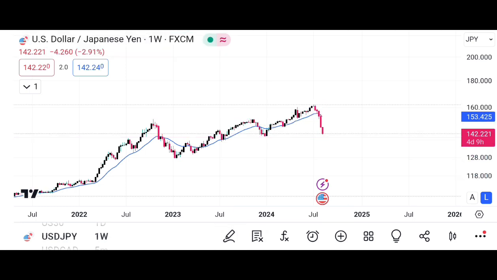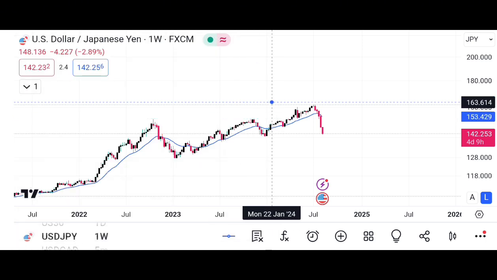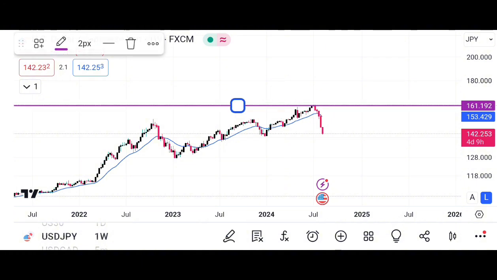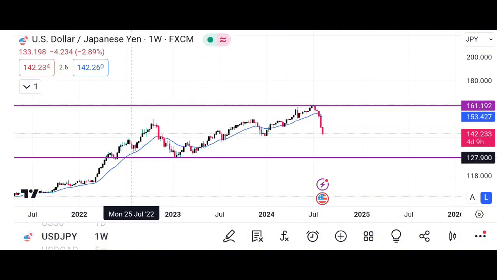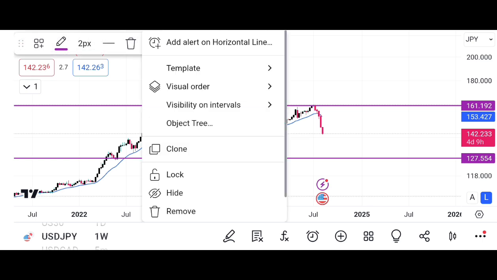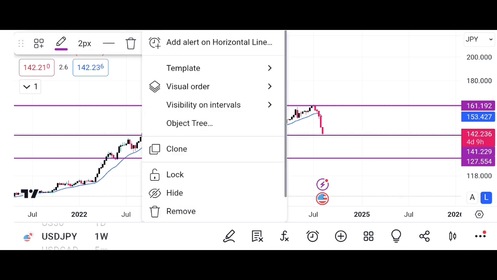So last week NFP was great to some of us. It was great, and it was bad to some of the other people. What I'm currently doing now is marking my zones, guys. The most important zones. I'm a price action trader.